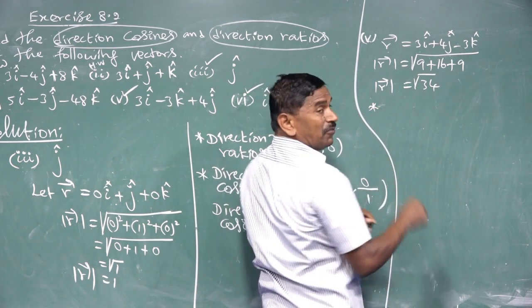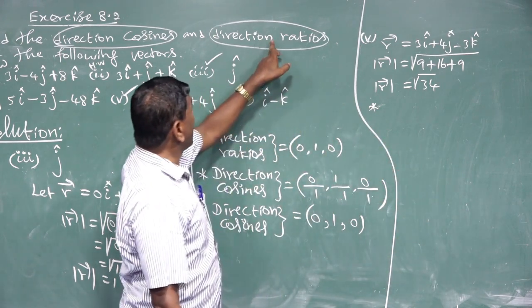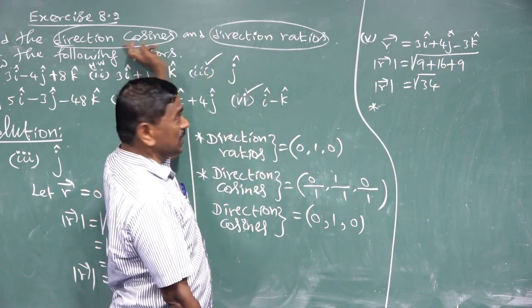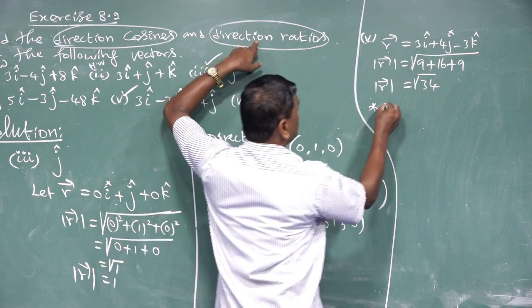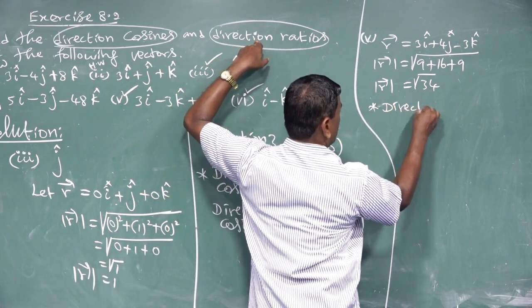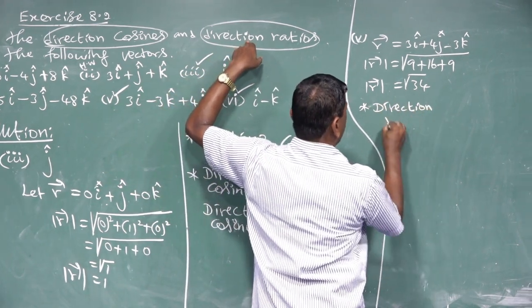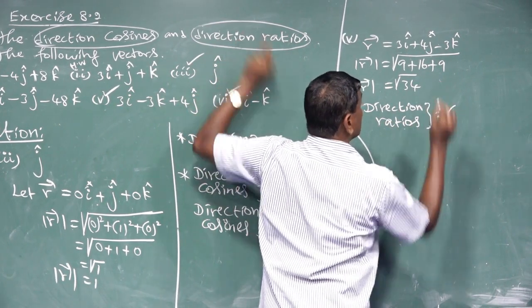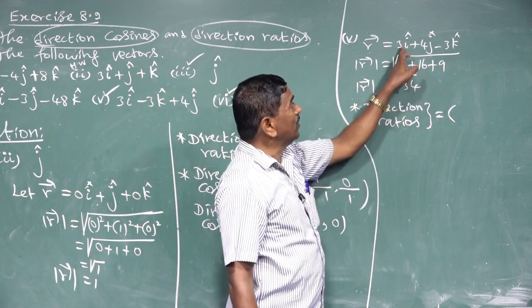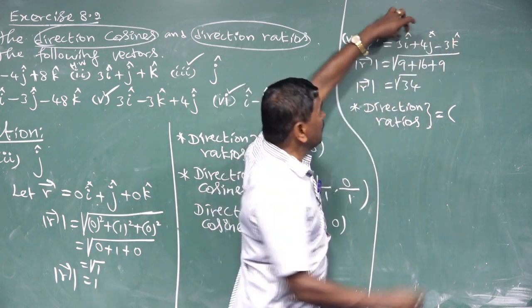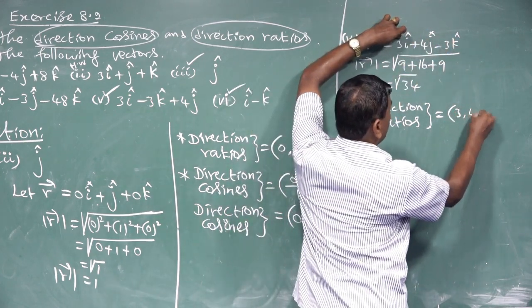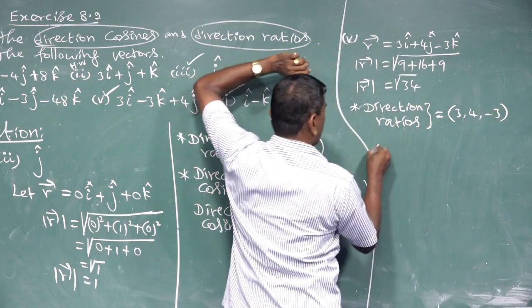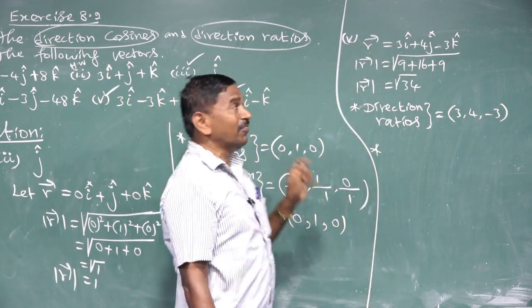Now I want the answers for two questions. First, direction ratios; next, direction cosines. Can you tell me the direction ratios? Good: 3, 4, minus 3.